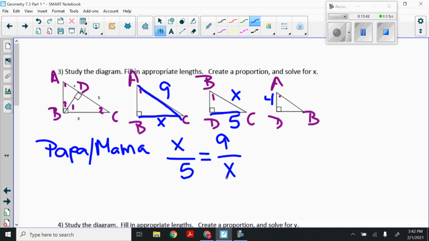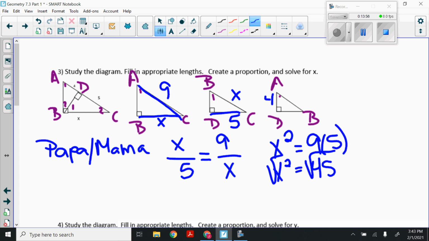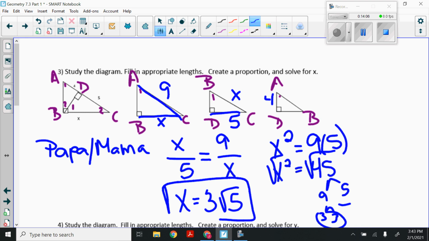We just created our proportion, so now we know how to solve a proportion. We cross multiply. So X times X gets me X squared equals 9 times 5. So I get X squared equals 45, but I don't want X squared, so I take the square root of both sides. Factor tree, I know that came from 9 and 5. 9 I know breaks down to 3 and 3. So I get X is equal to 3 square roots of 5. So now I know that side of the triangles. So that is the bottom leg of Papa, but it's also the hypotenuse of Mama.